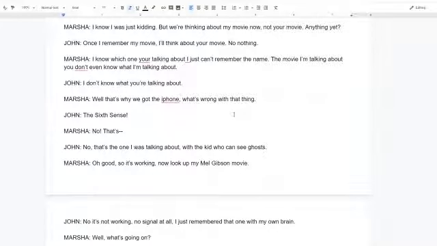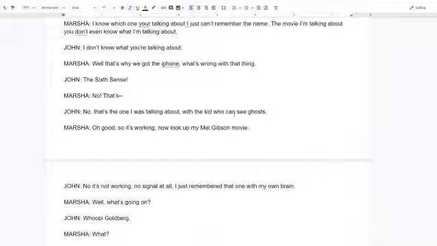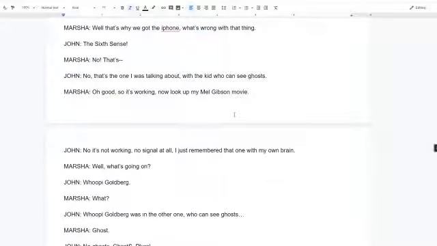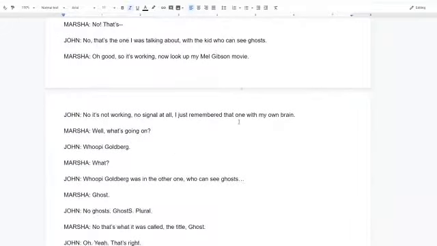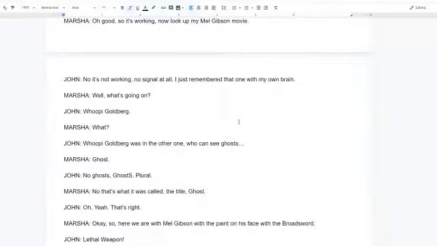I don't know what you're talking about. Well, that's why we got the iPhone. What's wrong with that thing? The Sixth Sense. No, that's the one I was talking about with the kid who can see ghosts. Oh, good. So it's working. Now look up my Mel Gibson movie. No, it's not working. No signal at all. I just remembered that one with my own brain.